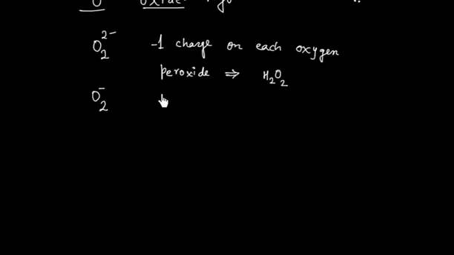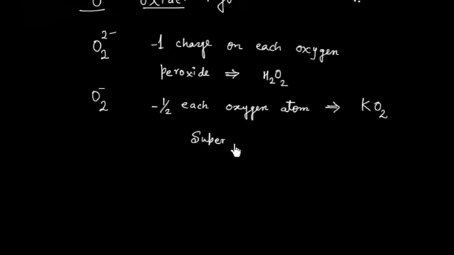And in this case each oxygen will contain minus half charge. So each oxygen atom contains minus half charge. Are you getting or not? So each oxygen atom in this case contains minus half charge, and this kind of species like KO2, this is called superoxide. So in this case we call this potassium superoxide. So this kind of oxygen is called superoxide. So this is about the formal charge calculation.